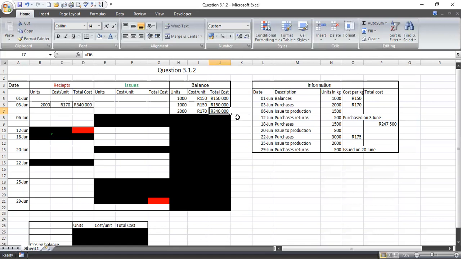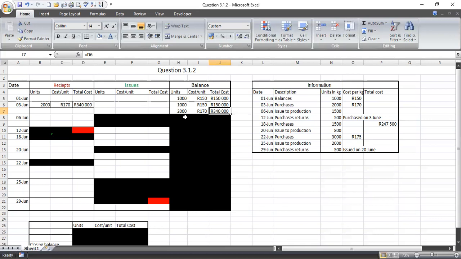So after we've calculated our balance on the 3rd of June, we can now move over to our next transaction, which takes place on the 6th of June, where we are told that an issue to production was made of 1,500 units and the cost is not given. So now what we know is that issues are reported under the issues column. So now we are told that we issued 1,500 units to the production department.